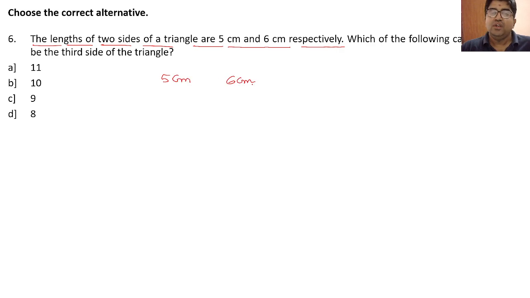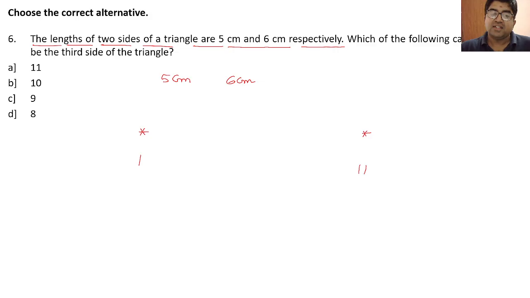So, in order to find the measurement of that third side which is missing here, I want you to follow a simple algorithm. You first find out the difference between 5 and 6. What is the difference between 5 and 6? 6 minus 5, the difference comes as 1. Now you find the total, 5 plus 6. What is 5 plus 6? That is equal to 11.